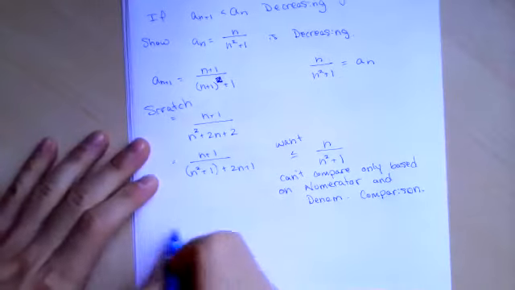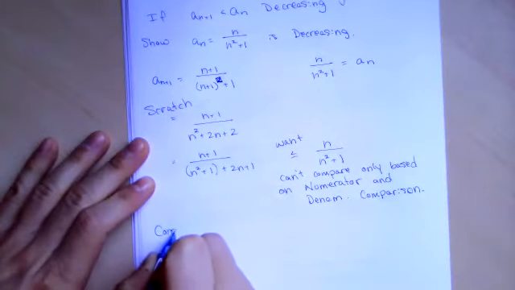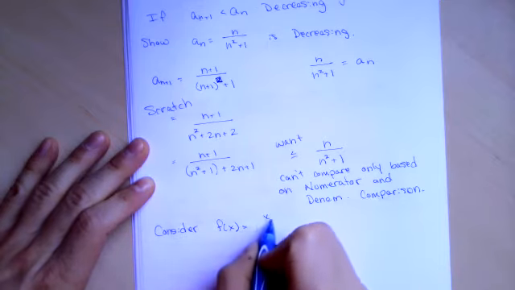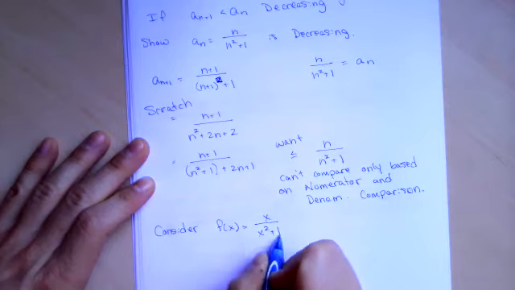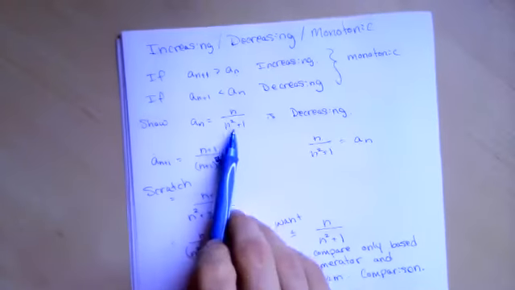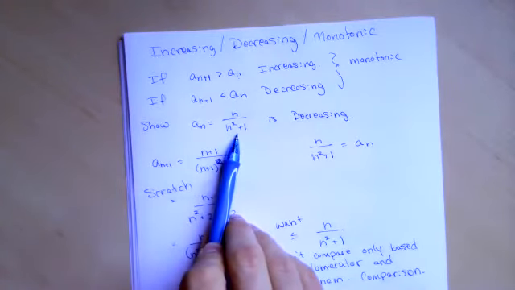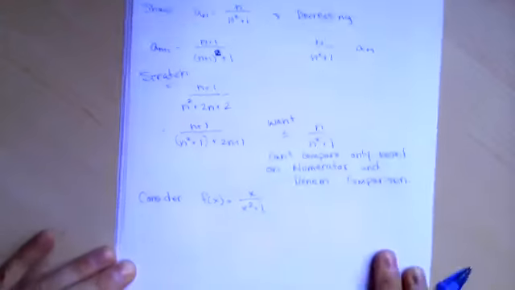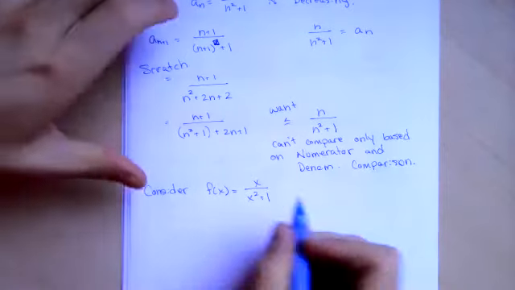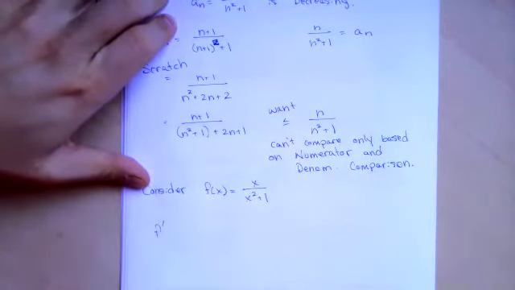And I don't want to spend too much time on that, because the other thing we can do is just consider our function f of x equals x over x squared plus 1. This function matches the sequence on all integer values. And so if I can just show that this function is decreasing, by analogy, the sequence has to be decreasing always. So how do we show something is decreasing? We take a derivative.